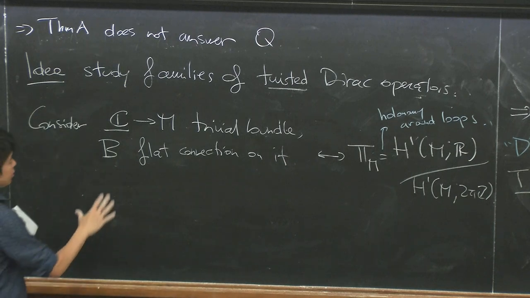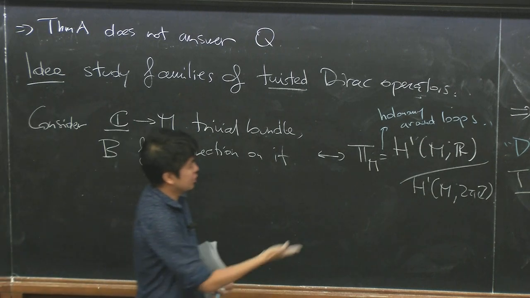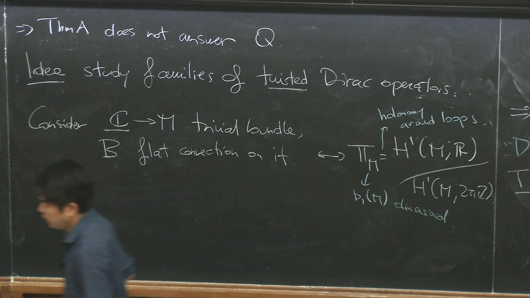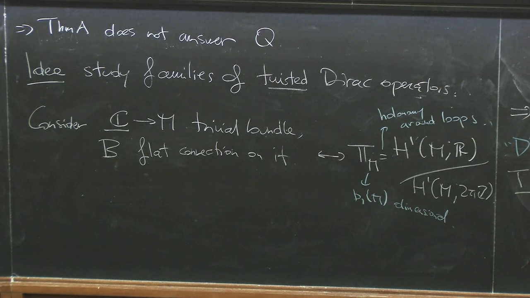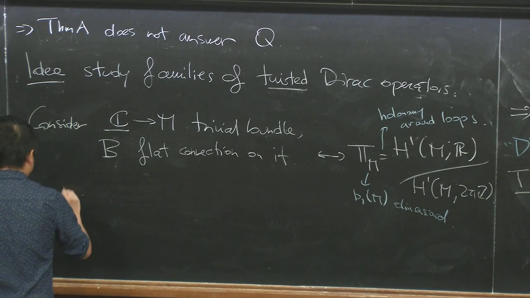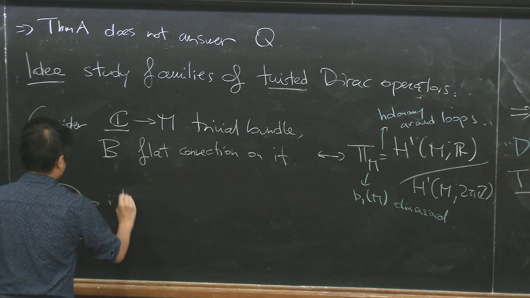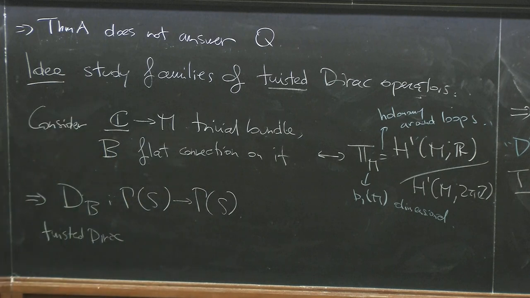So we have a lot of interesting flat connections on this trivial bundle, provided b1 of M is positive dimensional. Once you have something like this, you can create the twisted Dirac operator, twisted by this connection. This goes from the same bundle to itself. So we twisted our Dirac operator by this flat connection B on a line bundle. We have a big family of these operators on the torus, for example. So the idea is to try to extract an obstruction out of this big family of Dirac operators.